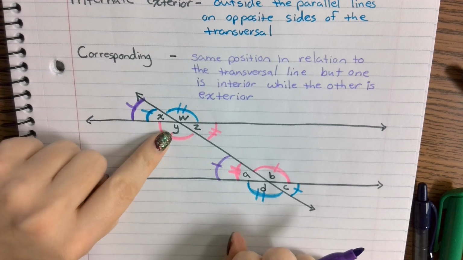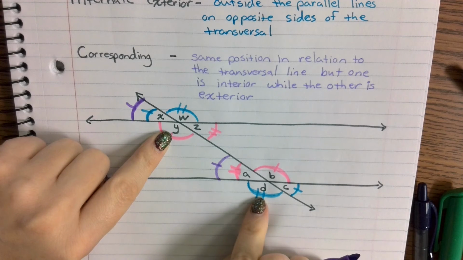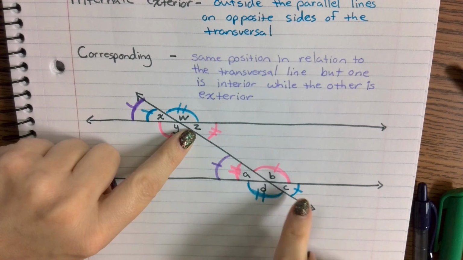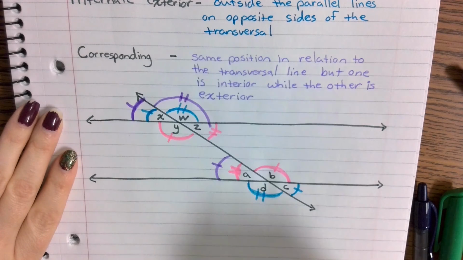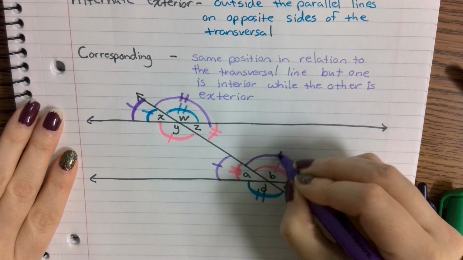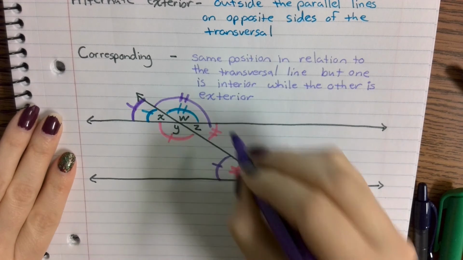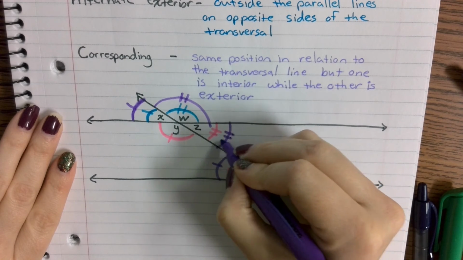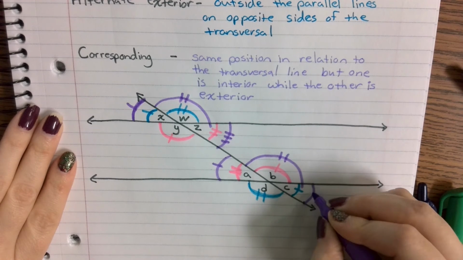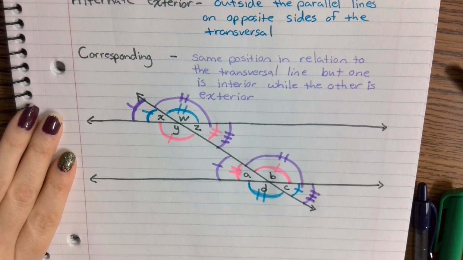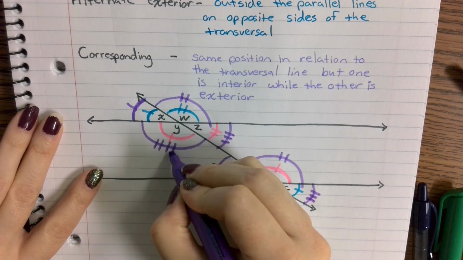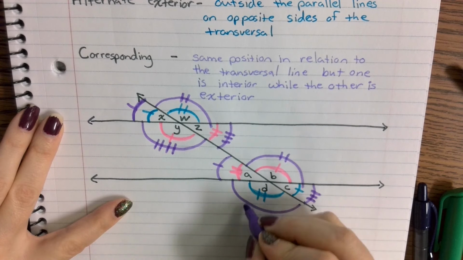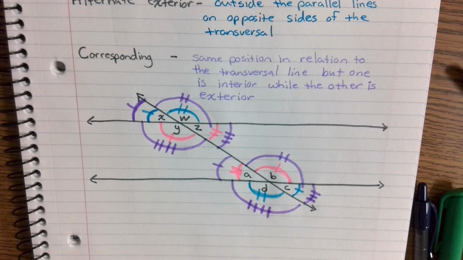What would W overlap with? B. What will Y overlap with? D. And Z will overlap with C. Okay? So W, I'll put a double line, and B gets the double line. Z gets a triple line. C gets a triple line. Y gets 4 lines. And D gets 4 lines. They correspond to each other.